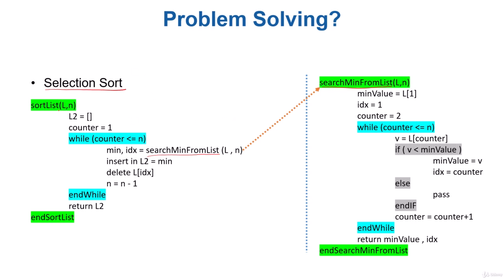In this video, I'm going to first convert this code, search minimum from list. You know that code completely. We're first going to convert that code into Python code, and then we will convert the other code into Python code. So we will see step by step what changes are there.